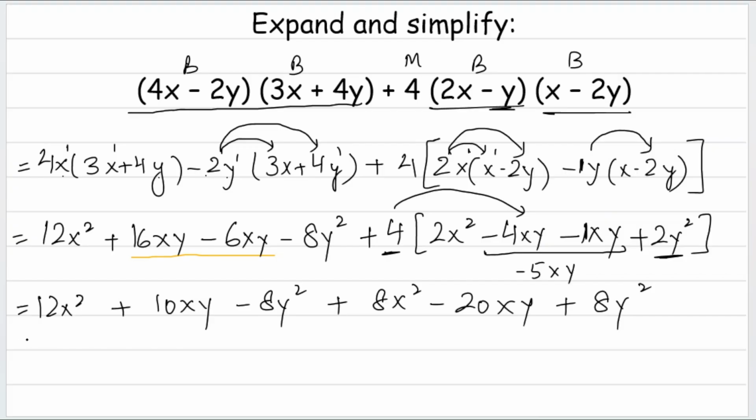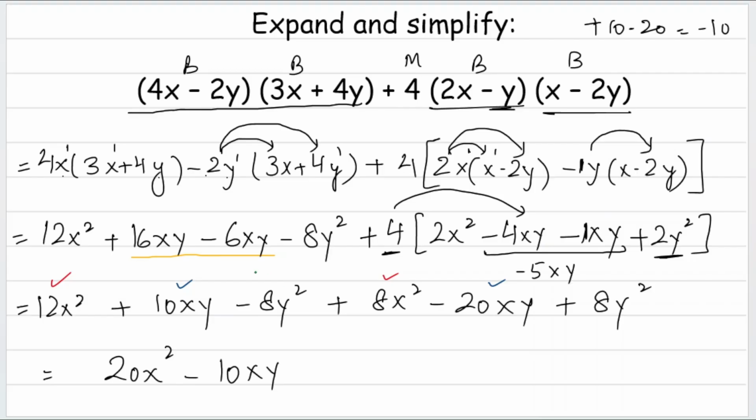All right, so now our last task is to combine the like terms. Do we have any x square terms? Of course, 12x square and 8x square. So 12x square plus 8x square is 20x square. Do we have any xy term? Yes, 10xy and this negative 20xy. So plus 10 minus 20 will give me negative 10. So negative 10xy.